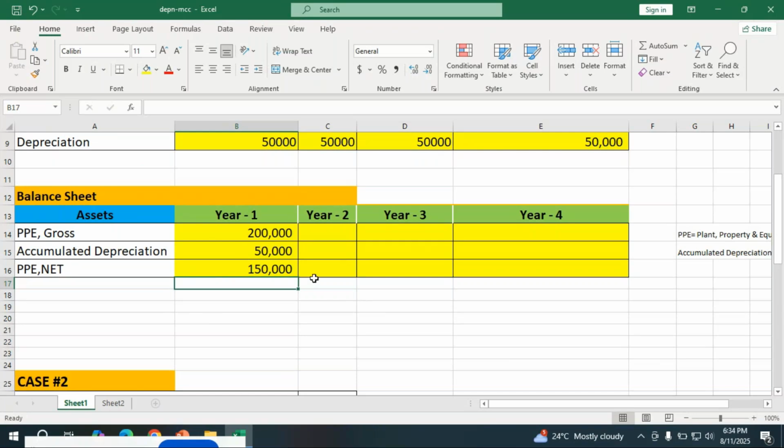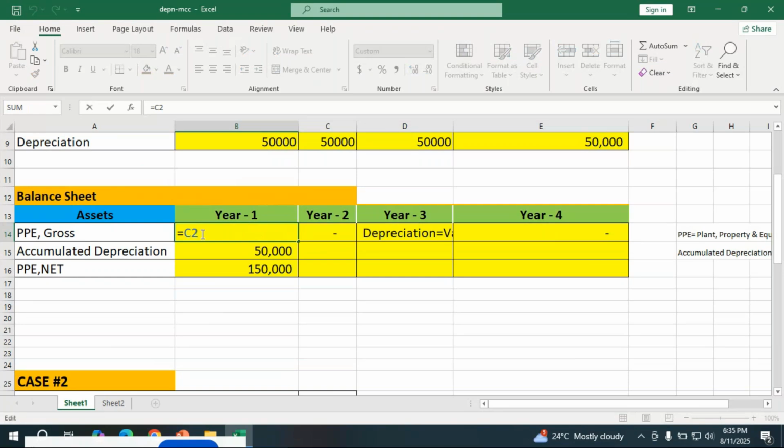Now for year 2, for all the 4 years, in the balance sheet, your asset remains the same value, right? It won't change. You will have adjustments on depreciation, but the value of the plant remains the same for all the years. You saw the original price, the price at which we have acquired the asset. So for all the 4 years, this value remains the same. Here again, as I've told you, if you want, you can give the cell reference.